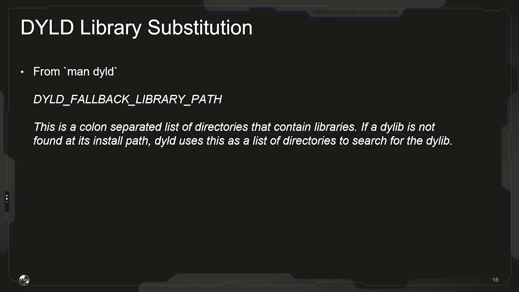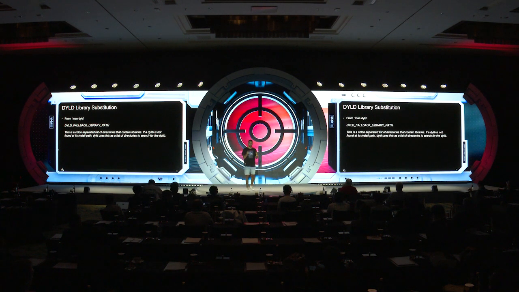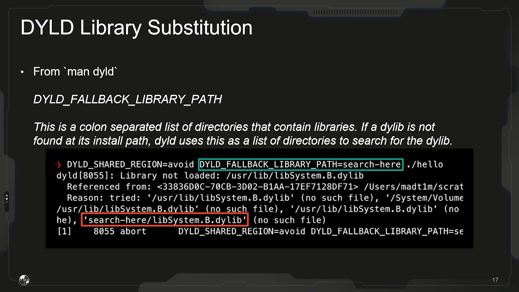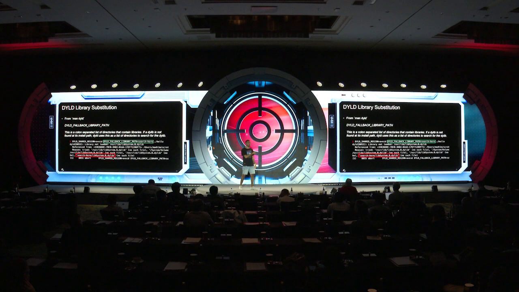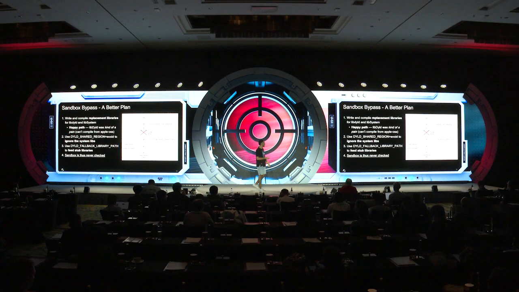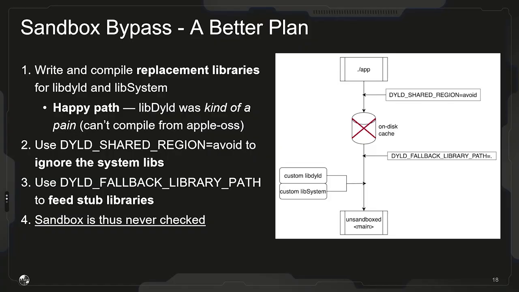We look at another environment variable here. It's DYLD fallback library path. This is very simple. It's basically a way to instruct DYLD: if you cannot find libraries wherever you have looked, I give you a fallback path where you can search for libraries. If we combine the avoid environment variable with the fallback library path, you see that, again, the binary is crashing, but now DYLD is searching in our custom path for the libsystem library. So this gives us a better and still very simple plan on how to bypass the sandbox.